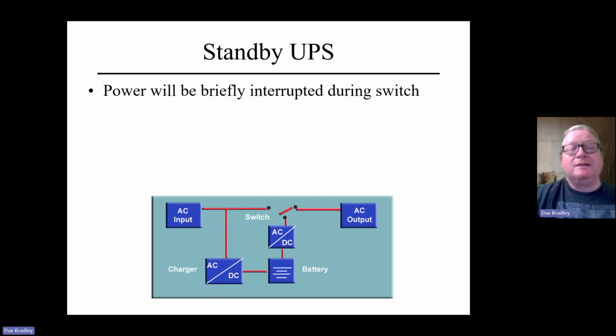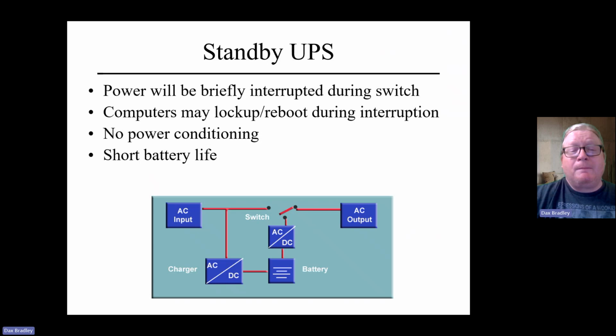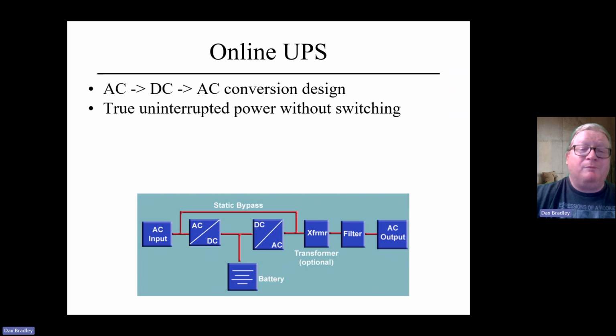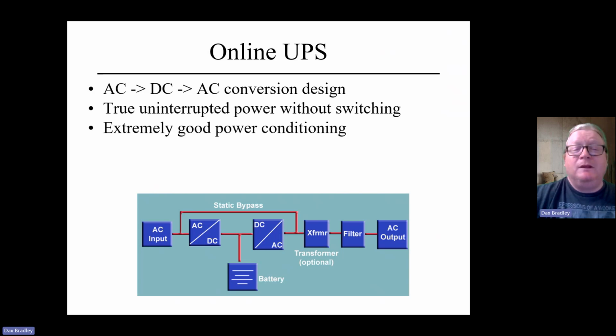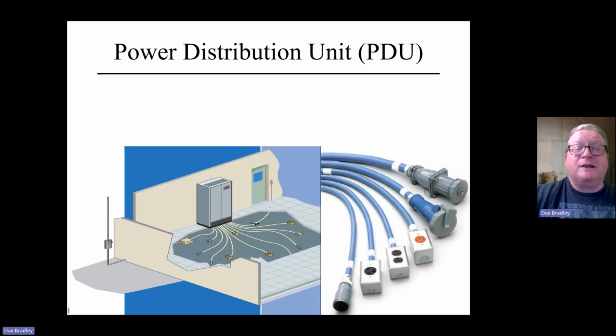For a standby UPS, power will be briefly interrupted during a switch, and computers may lock up or reboot during the interruption. There's no power conditioning. There's a short battery life, and it's very inexpensive. Online UPS is based on an AC to DC conversion. It's a true uninterrupted power supply without switching. It's extremely good for power conditioning, providing the ability to eliminate spikes, and it has a longer battery life, but it comes at a much higher price.